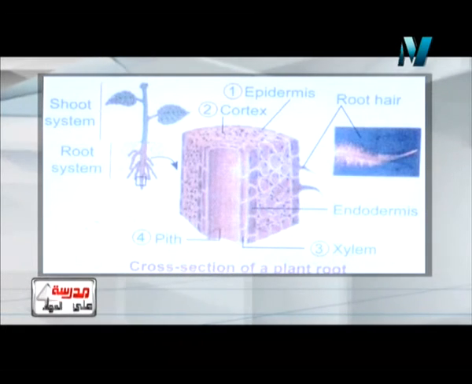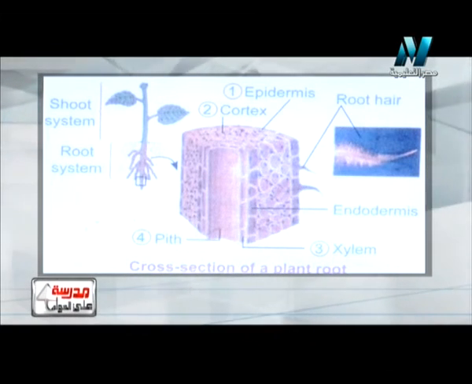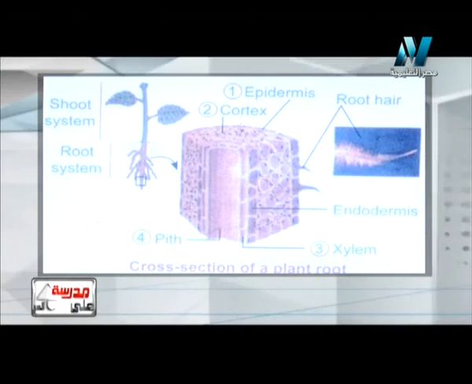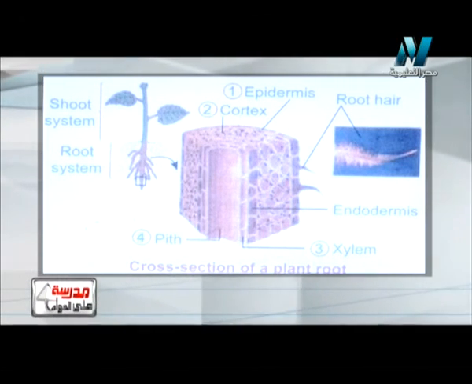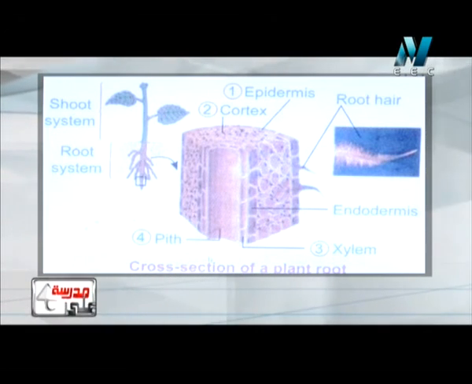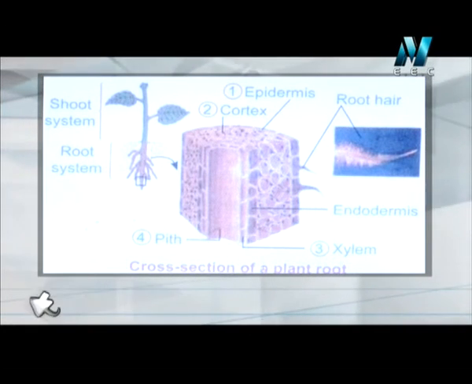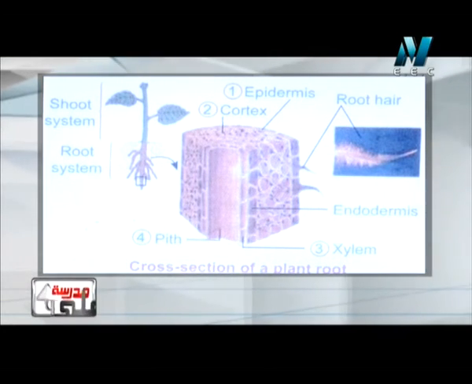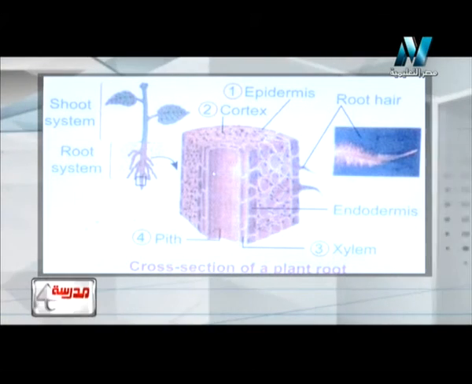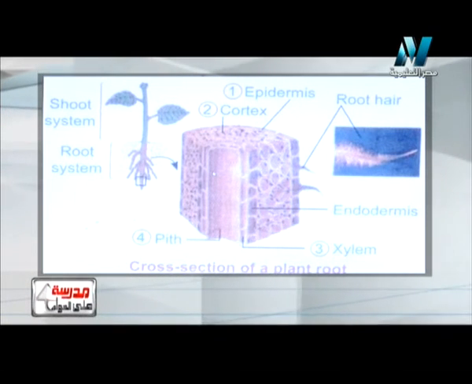Okay, here I have a cross section of the plant root. Number 1, as I said, epidermis. Number 2, the second layer is the cortex. Number 3, the third layer is the xylem. And at last, number 4 is the pith layer. That's the cross section of the plant root that illustrates its structure. Also, we have structures that come out of the root like this, which are called root hair. We said that root hair has a very short life because it is lost from time to time.